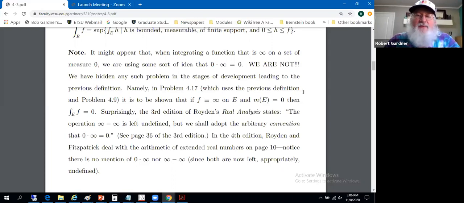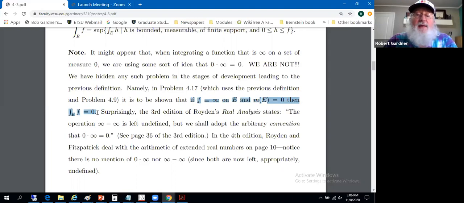It comes out from limit procedures. It comes out from the definitions of the integrals. In problem 417, it's to be shown that if f takes the value infinity on a set E and the measure of that set E equals 0, then the integral is 0.